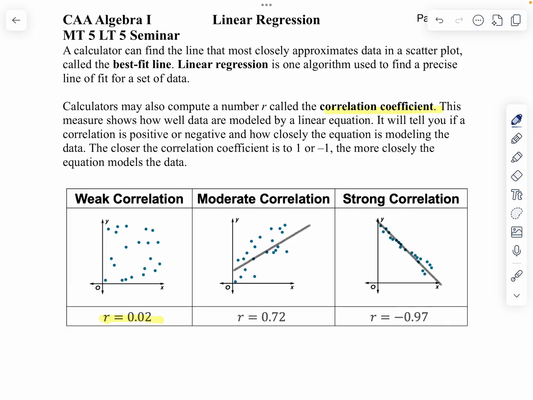A perfect correlation would be 1 or -1. 1 if it is positive, and -1 is negative. So it's not like -1 is worse than 1. They're exactly the same. It's just that one is going down and the other is going up. And then a 0 correlation coefficient would mean the data doesn't fit at all. You won't have that very often.